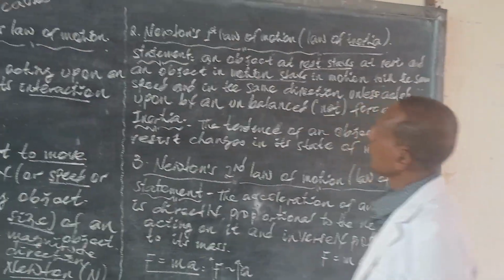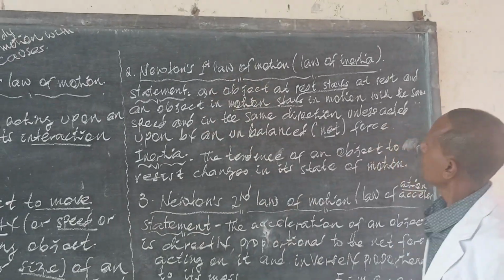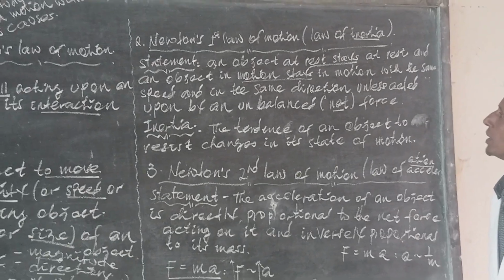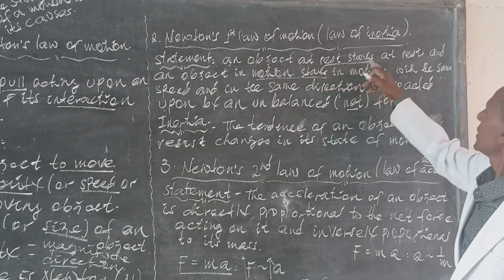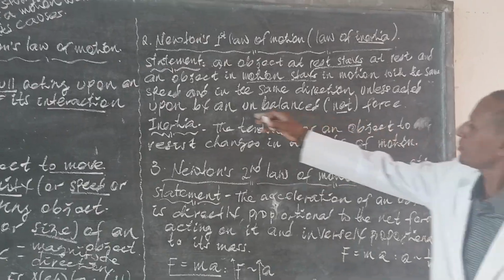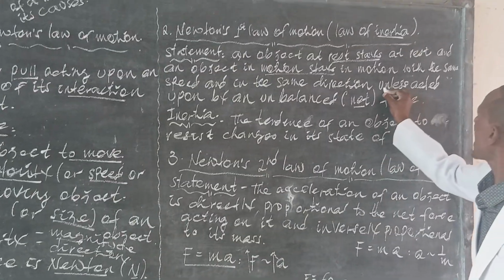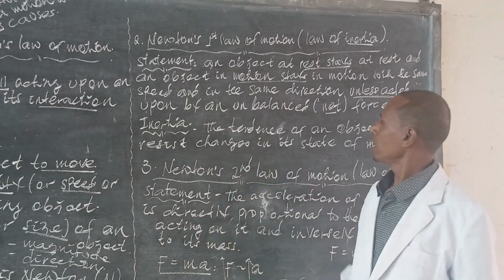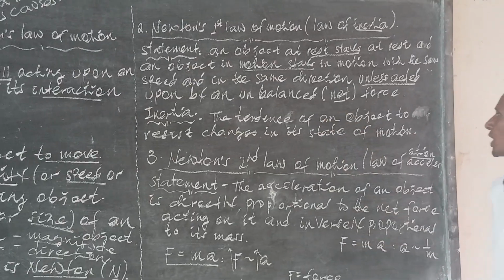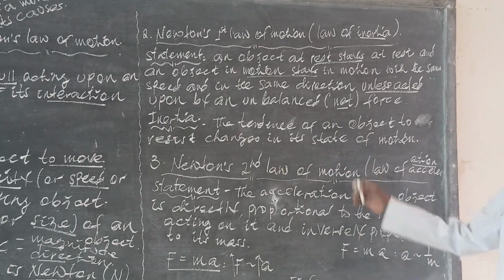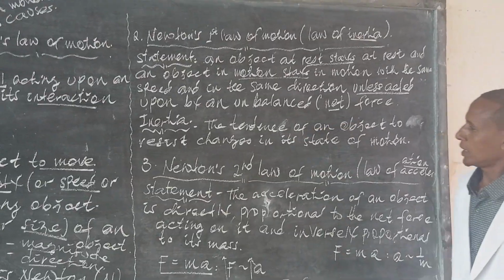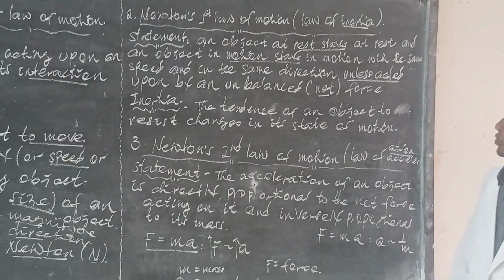Second, we discuss Newton's first law of motion. The first law states the inertia of the object: an object at rest stays at rest, and an object in motion stays in motion with the same speed and in the same direction, unless acted upon by an unbalanced or net force. The inertia of an object is the tendency of an object to resist change in its state of motion. A large mass has large resistance, and a small mass has small resistance.